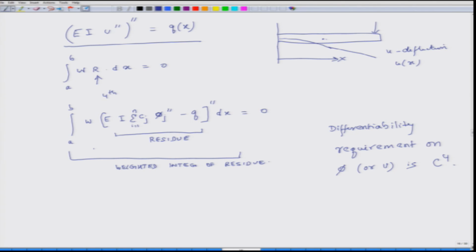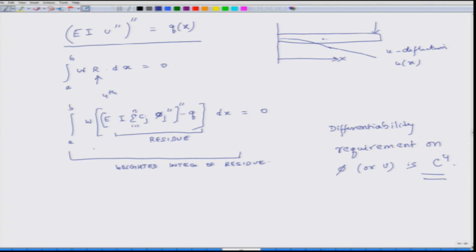Oh yes, you are right. Yeah, you are right. That is there. Okay. So, it is fourth order.